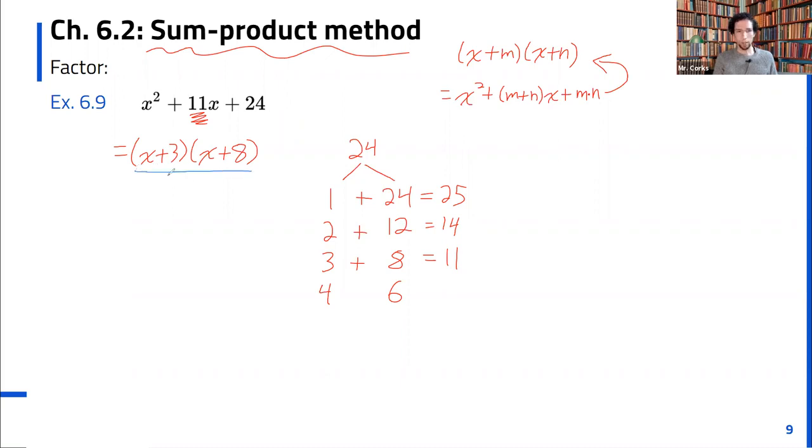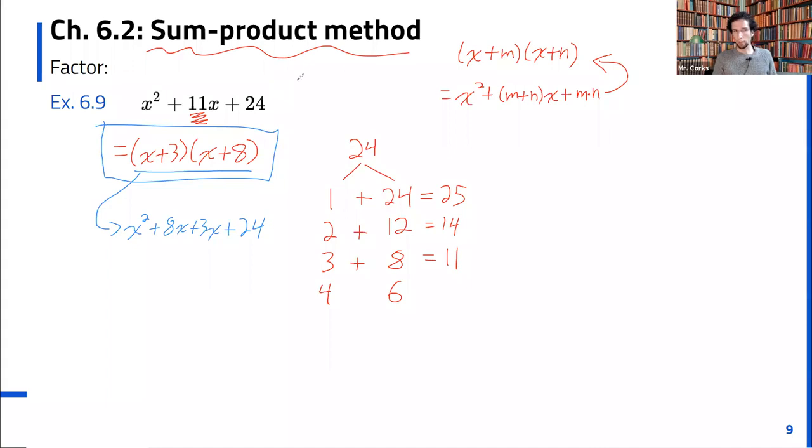So if we're going to check this, and it's a good idea to check if you haven't done a lot of these, multiply the things out and see what we get. So we multiply this out, expand it, we would get x squared. And then x times 8 plus 3 times x. Let's write it this way: 8x plus 3x, so that's 11x. That works. And then 3 times 8, 24. So we got it right. We found the two factors and we have separated them out.